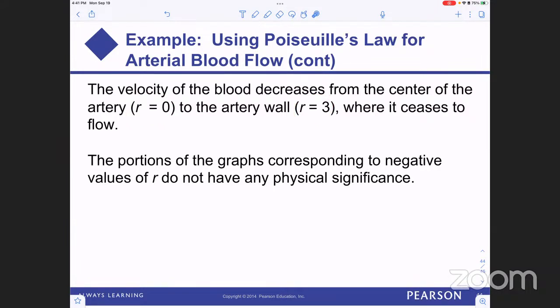The portions of the graph corresponding to the negative values of r do not have any physical significance, right? If we're talking about artery blood flow, everything that was negative, we just ignored it, right? Okay, and I think that brings us to the end. You guys were the only ones that made it to the end of this section together, all right? That's why I kind of stumbled a little bit on that last one, but that's okay.